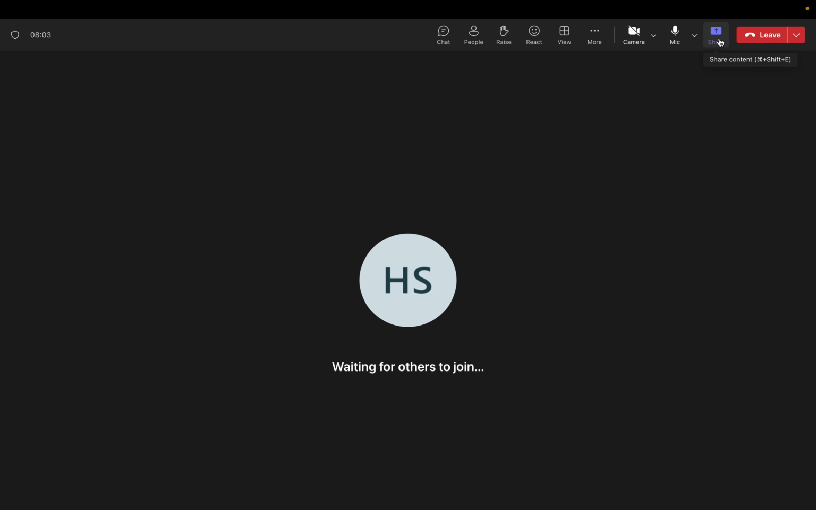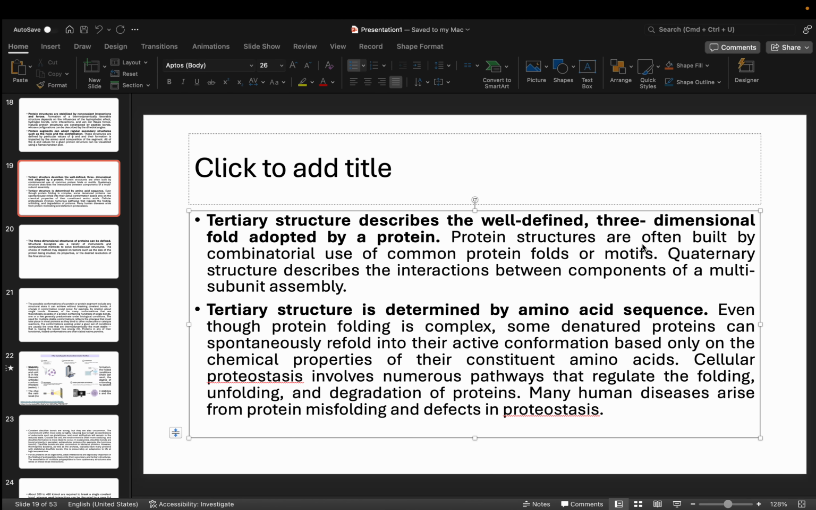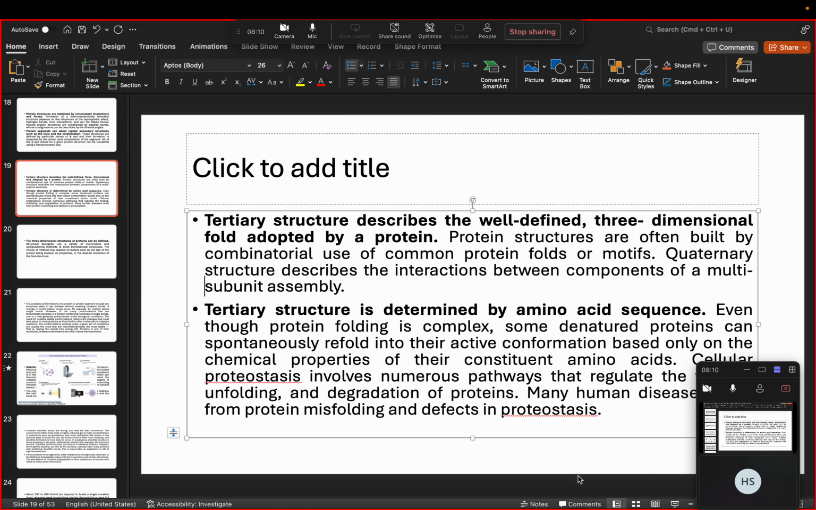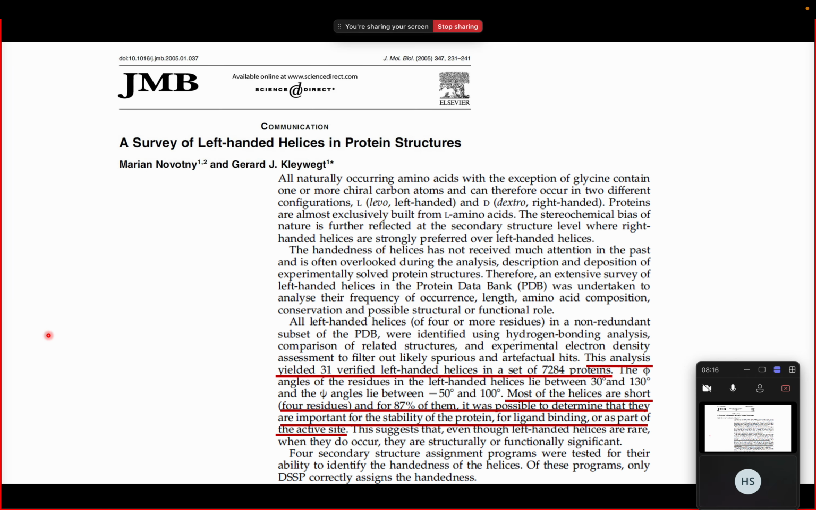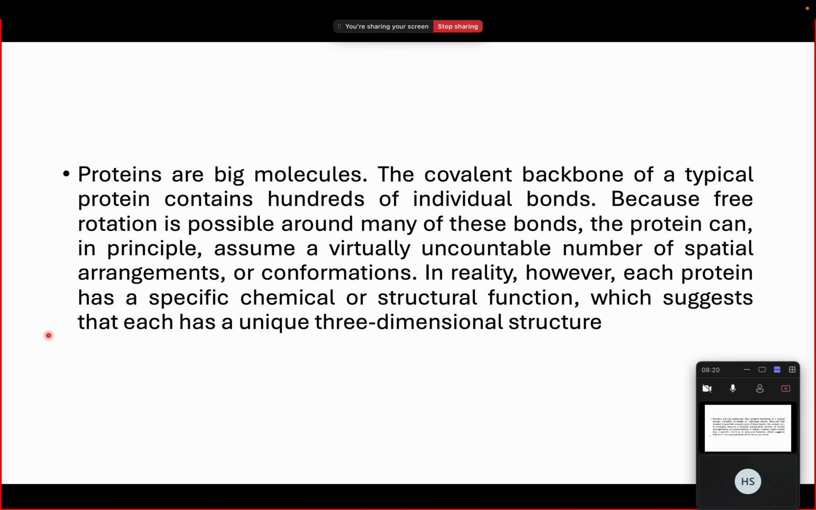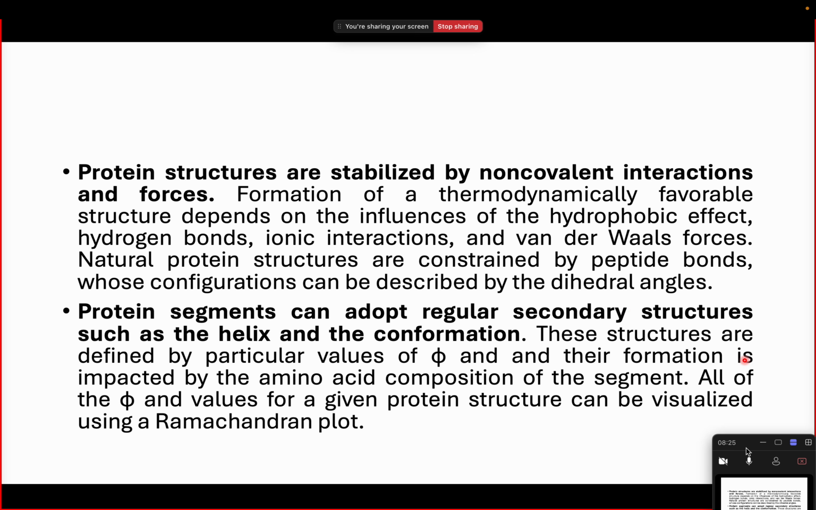Yes, so I'll just start my lecture for today. First, a quick recap of what we discussed in the last class, and then we can start from wherever we left off. We were discussing secondary structures, then certain properties of secondary structures, why we actually need them, and how they are present.